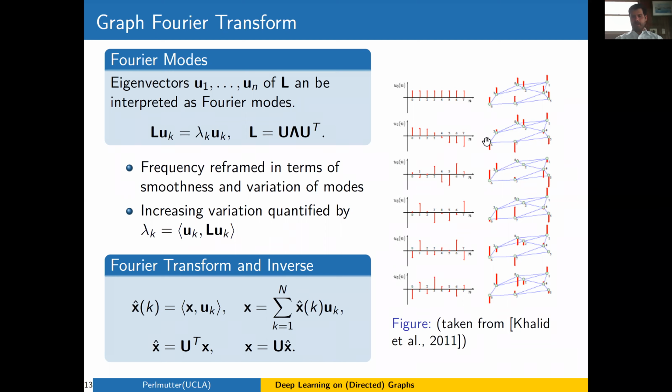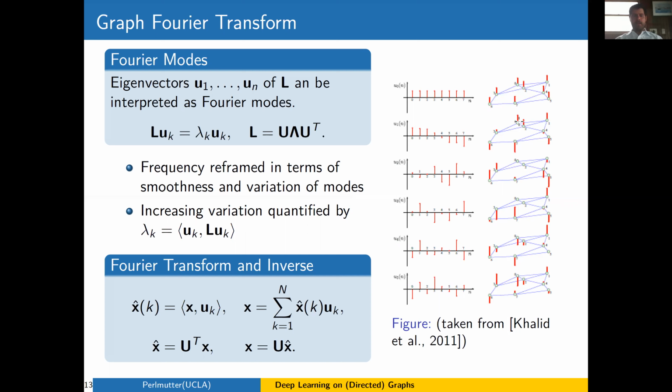And visually, we can compare these eigenvectors to the classical Fourier modes, where we see that as we go from low frequency to high frequency, the signal varies more and more. And similarly, in the graph setting, high frequency eigenvectors are going to oscillate rapidly from one vertex to the next, whereas the lower frequency eigenvectors are going to be much closer to being constant.